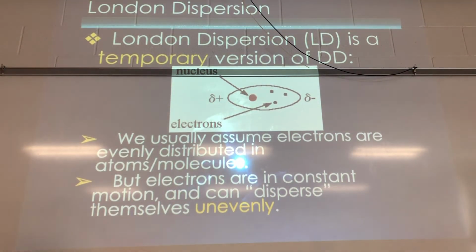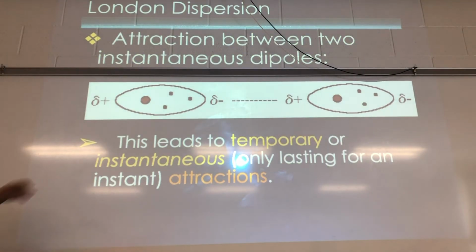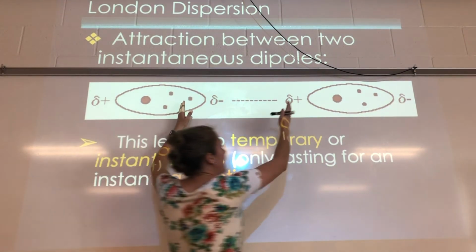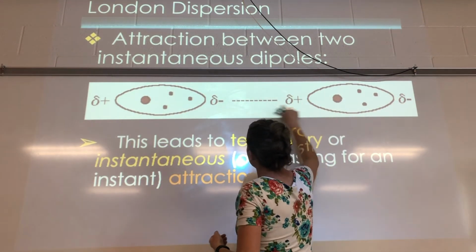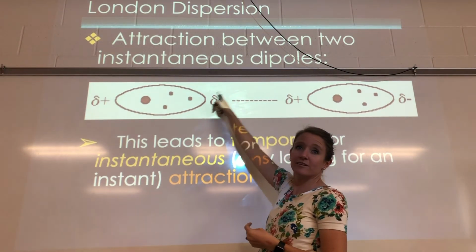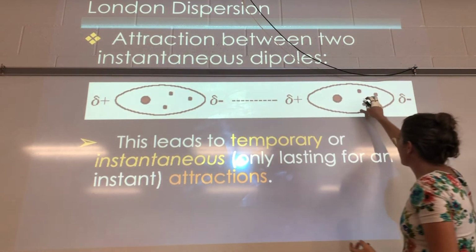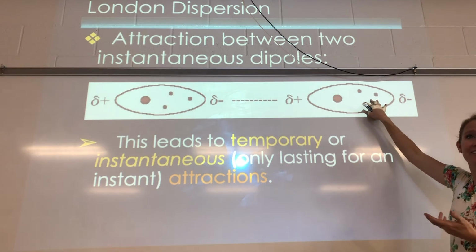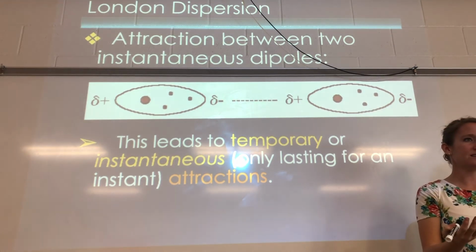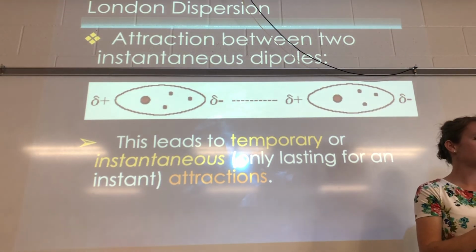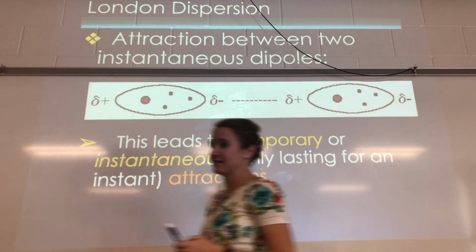So that's the London to London force, when you have one shift and another shift, and then they get attracted to each other. But being that there's nothing holding those electrons there, it's pretty weak because they can just shift back. It's not a permanent magnet that stays.